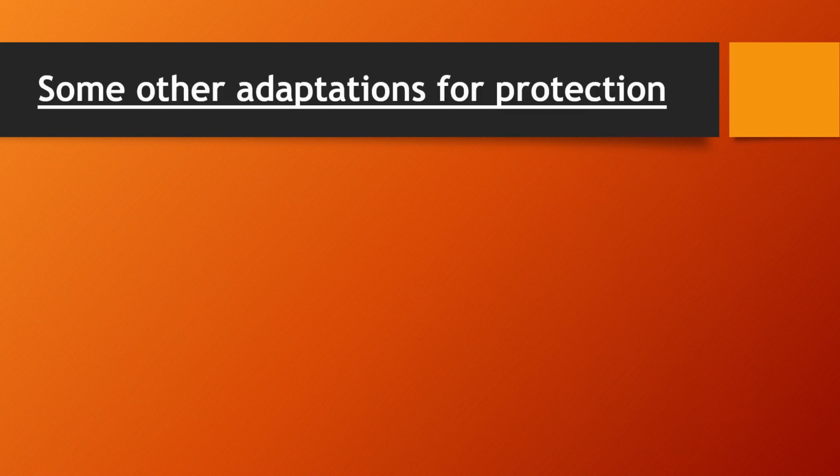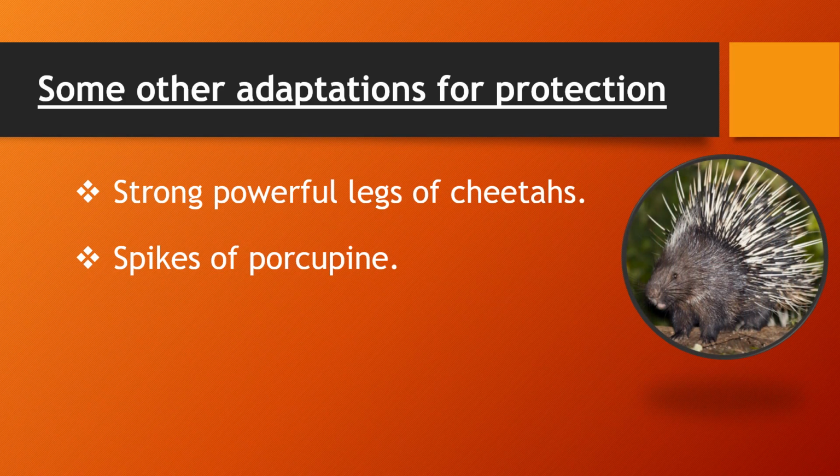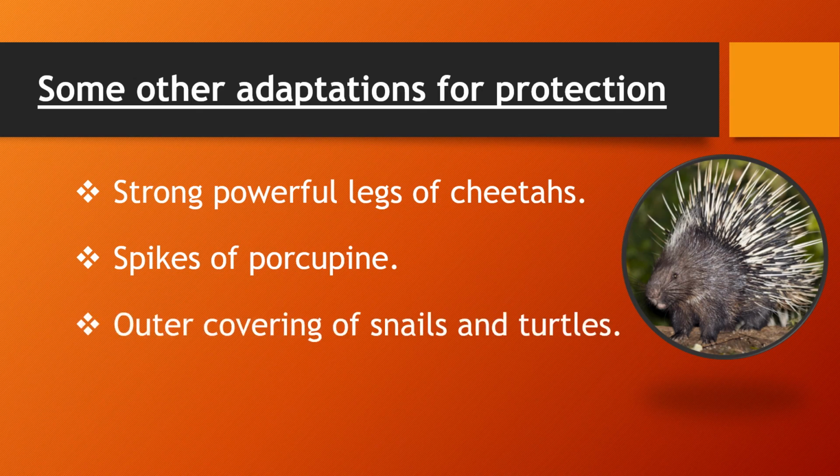Some other adaptations for protection. Animals like cheetahs have strong and powerful legs which help them to run fast so that they can catch their prey. In the same way, deer also have strong and powerful legs that help them to run away from their enemies. Porcupines have spikes on their body which help them to protect themselves. The outer covering of snails and turtles also protects their body from their enemies.